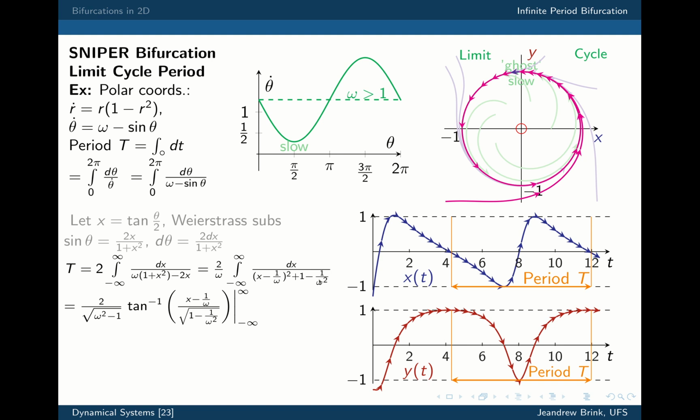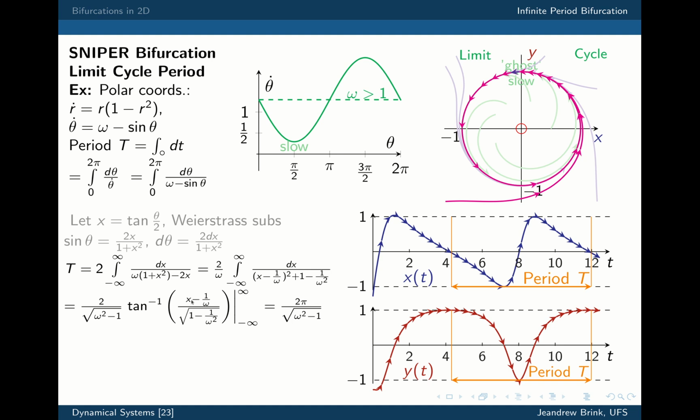And then this is a standard integral, and we can do it by simply using what we know. Or if you want to make it clearer, you could replace this by y and then do the integral. But what we get out is that the period is given by 2 over the square root of omega squared minus 1 times tan, the inverse tangent of this argument evaluated at minus infinity and infinity.